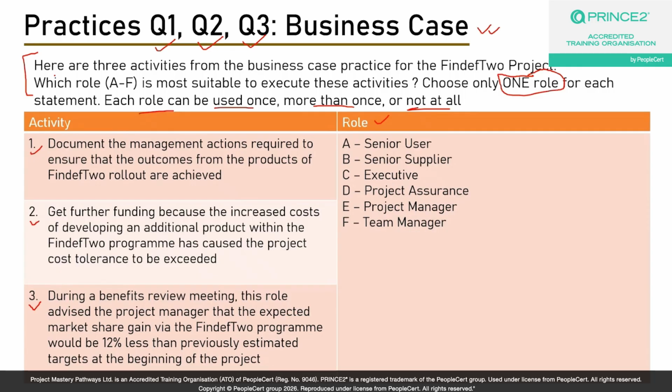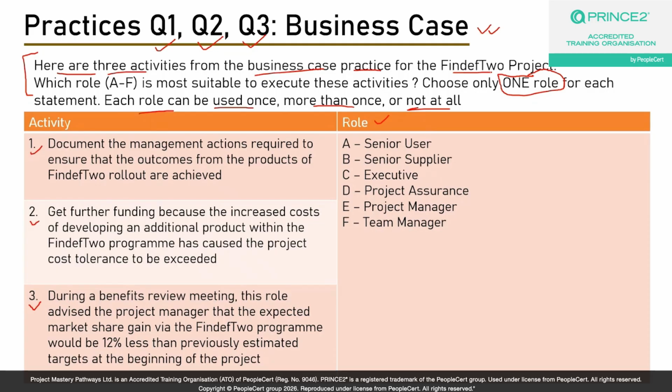Right. So let's start solving this question together. Here are 3 activities from the business case practice for the FindF 2 project. Now, if you have studied the FindF 2 project from your PRINCE2 7th edition manual, you will know that the summary is that FindF is a company. They are rolling out a program, FindF2, to deploy various cybersecurity and IT security elements in the financial industry. Now, one of the projects linked to this FindF2 program is to develop some products or some service applications for the financial industry.